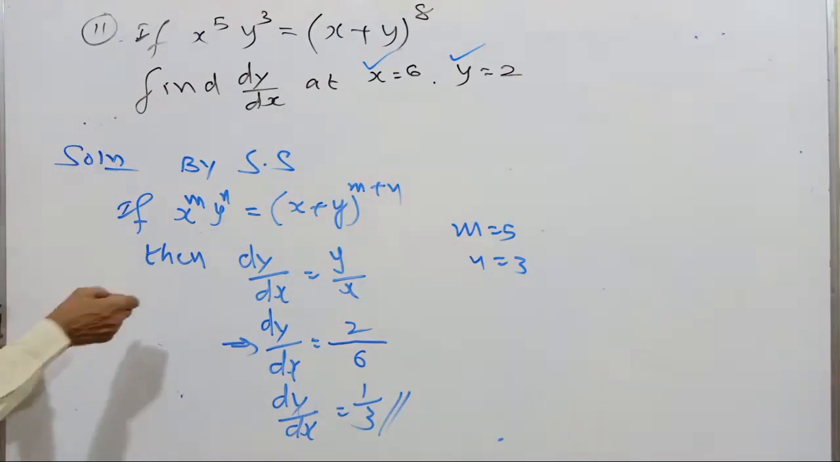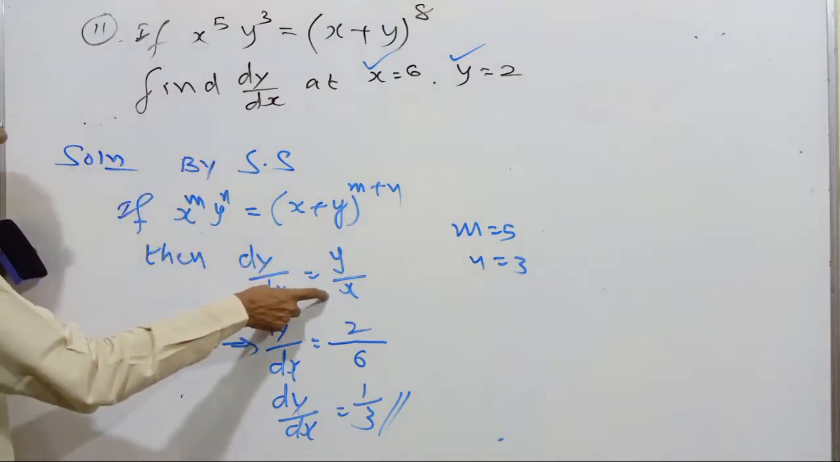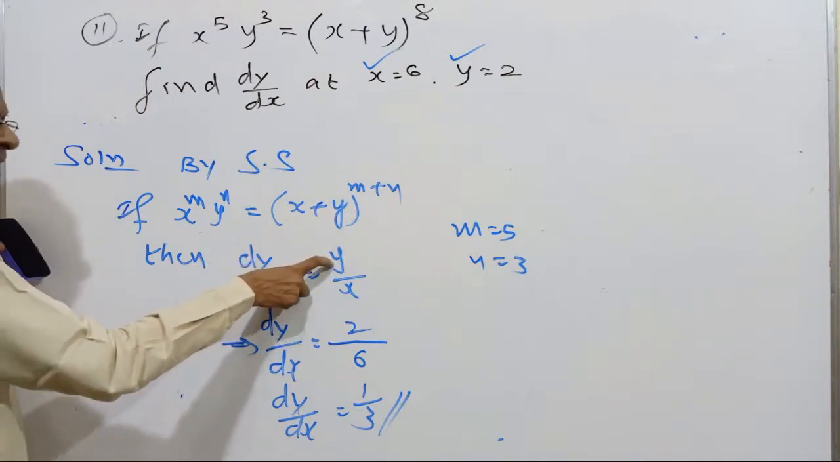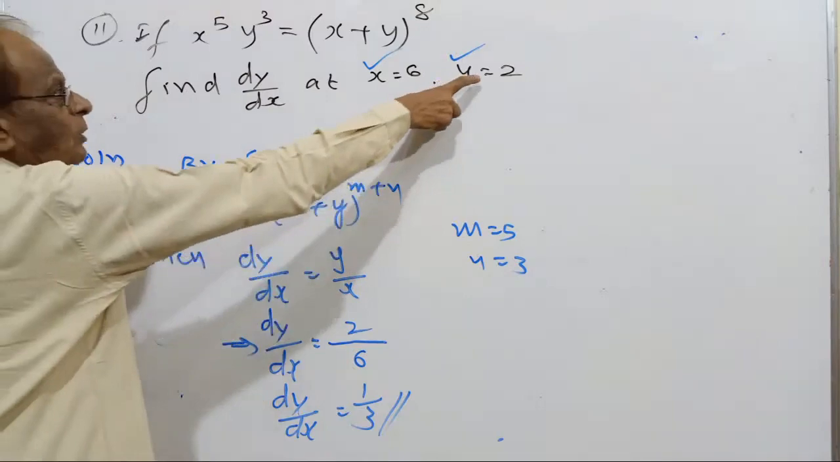For objective type questions we do it like this. Don't prove dy by dx equals y by x again. Remember it and write it directly, y by x.